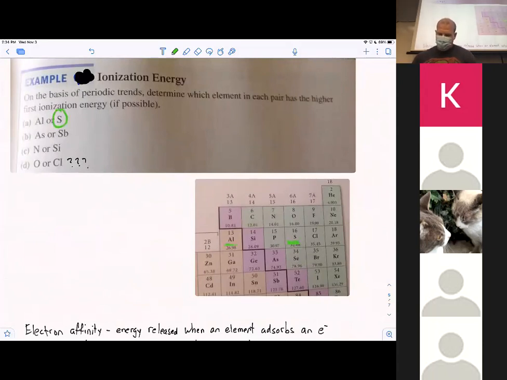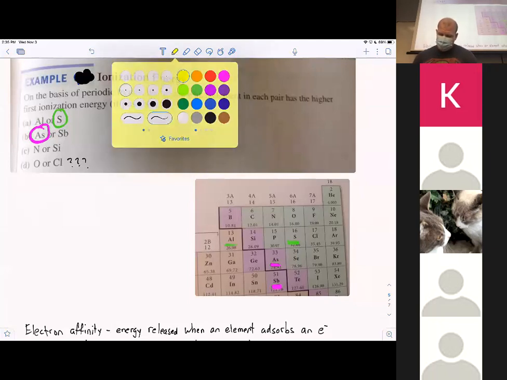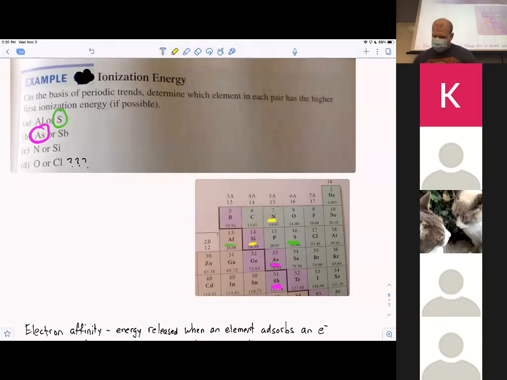And then we'll do arsenic or antimony. They're down here, 33 and 51 respectively. Antimony, Sb, is the bigger element. So the smaller element, arsenic, is going to be harder to rip the electron off of. Arsenic has the higher first ionization energy. Making sense? Then let's do nitrogen or silicon. Nitrogen is further to the right, so it's a smaller atom. Nitrogen is also further up, so it's a smaller atom. Therefore, nitrogen definitely has a higher first ionization energy than silicon.